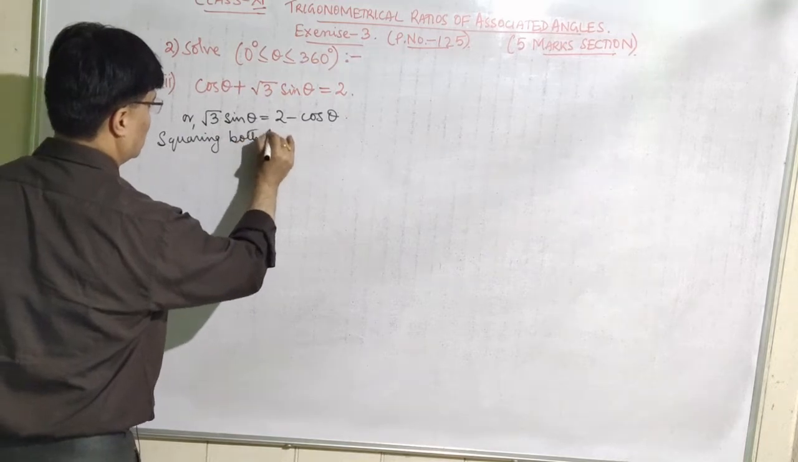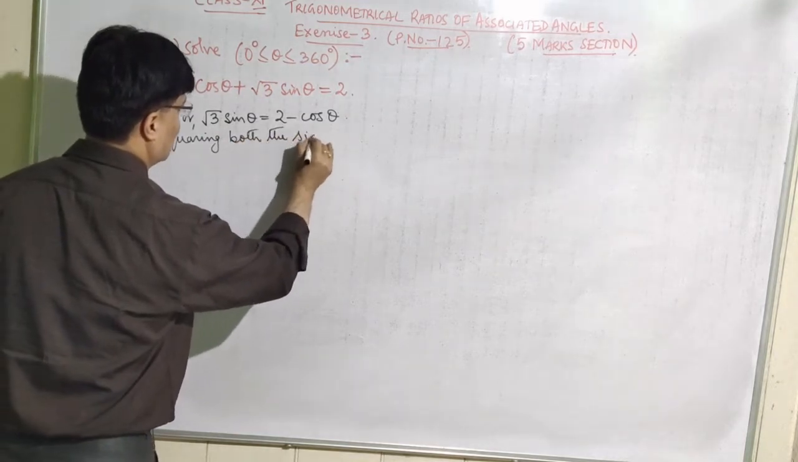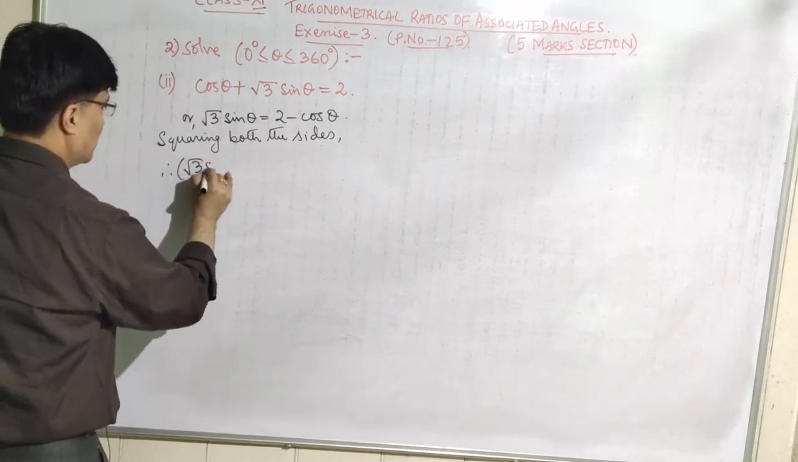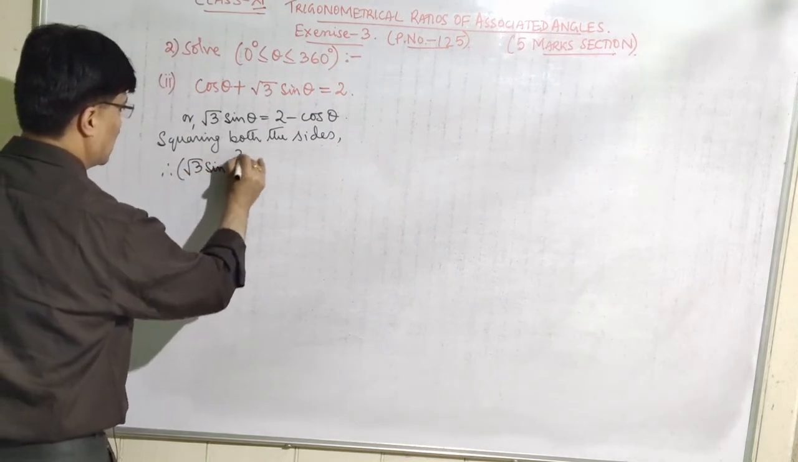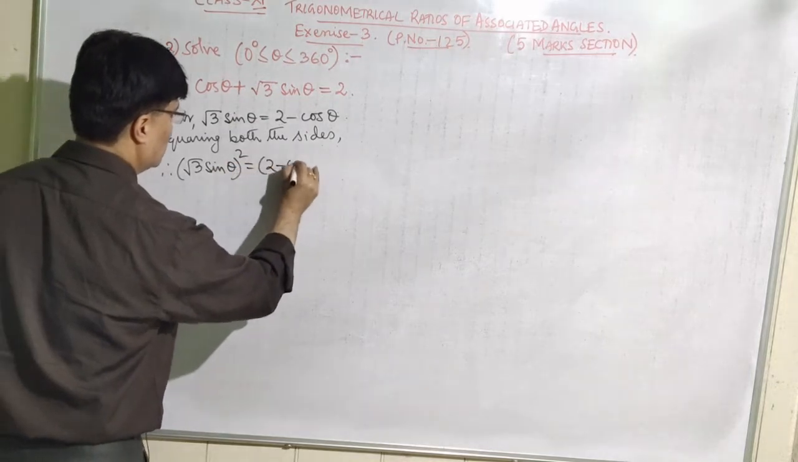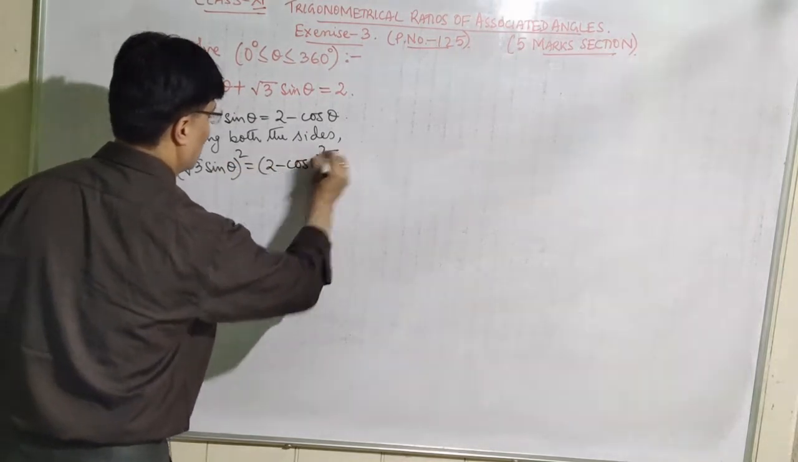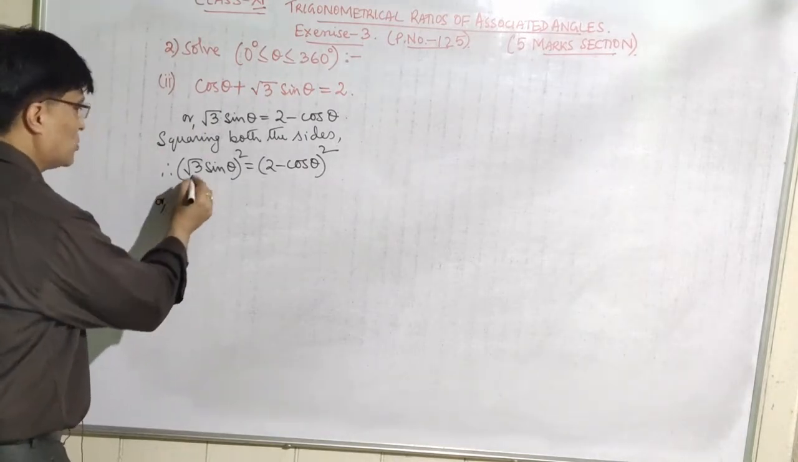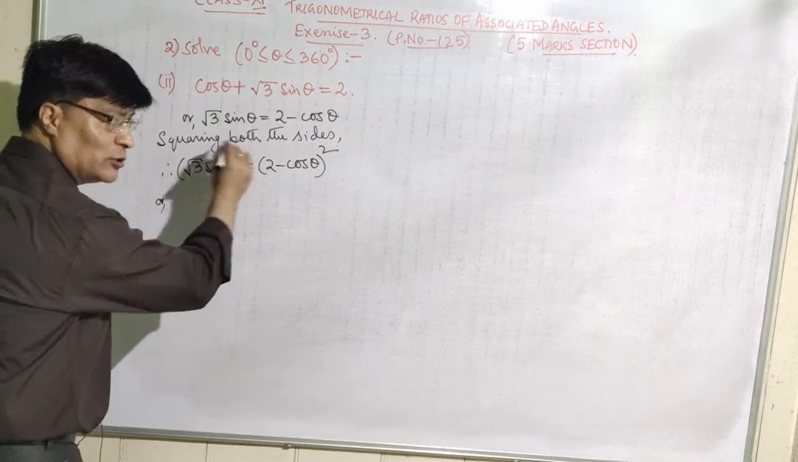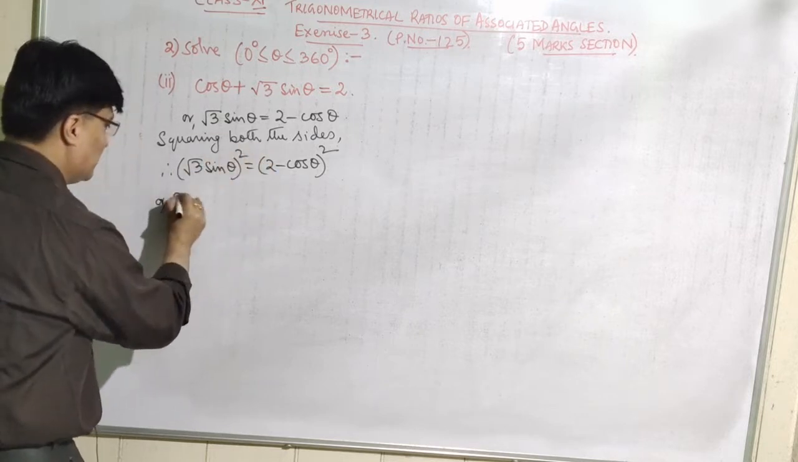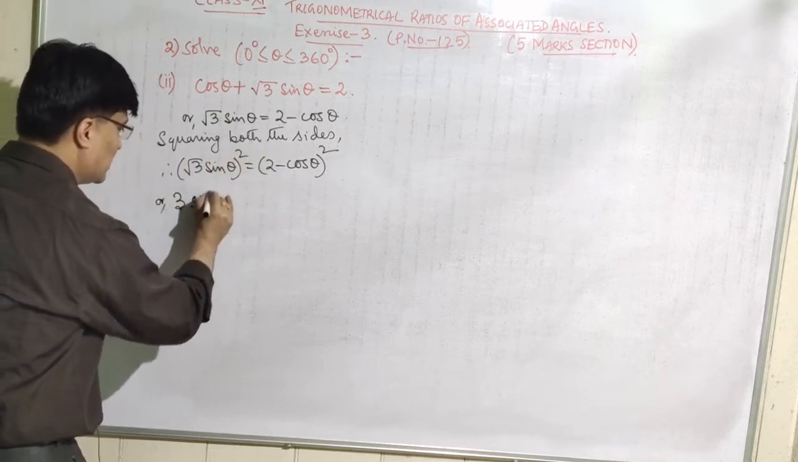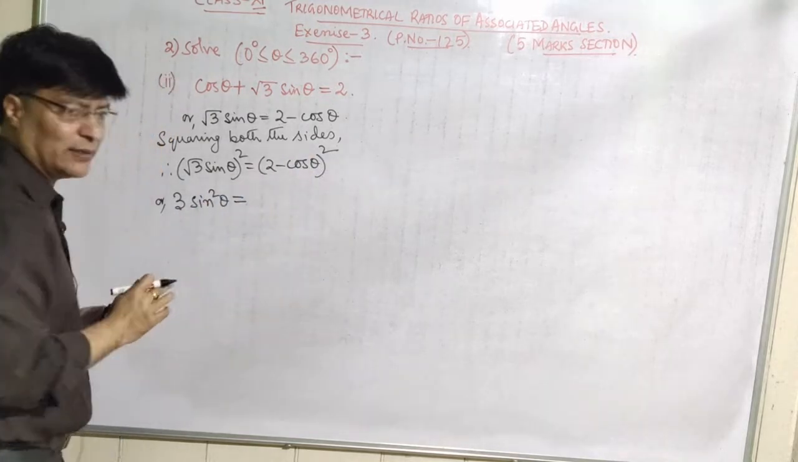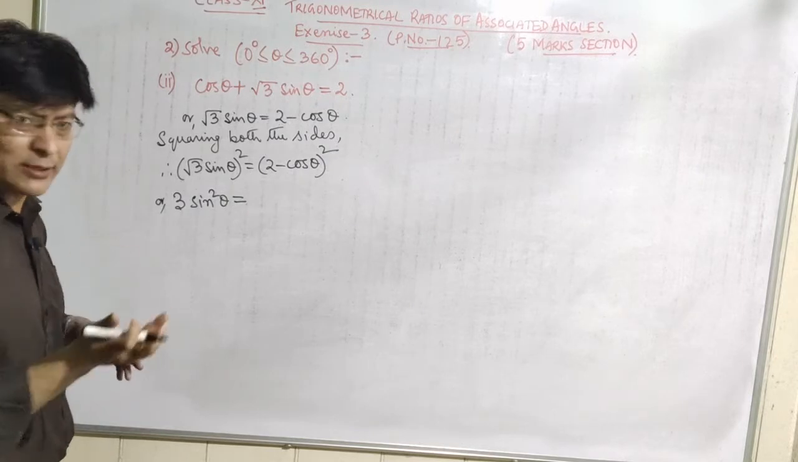Squaring both the sides, what do we get? Root 3 sin theta whole square is equal to 2 minus cos theta whole square. What is root 3 whole square? Root 3 into root 3 is root 9, which is 3. So here you can write 3 sin square theta is equal to, what is (a minus b) whole square? You know that it is a square plus b square minus twice ab.